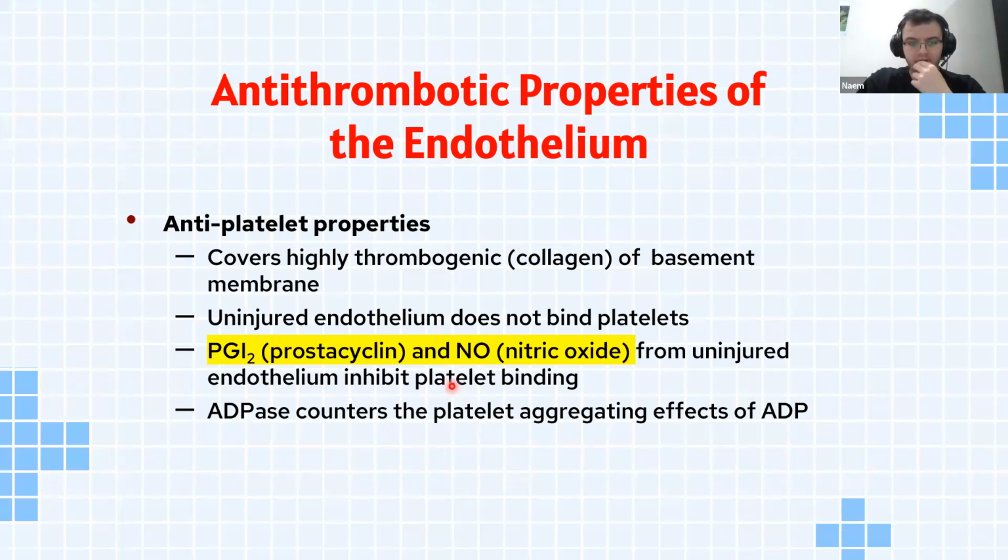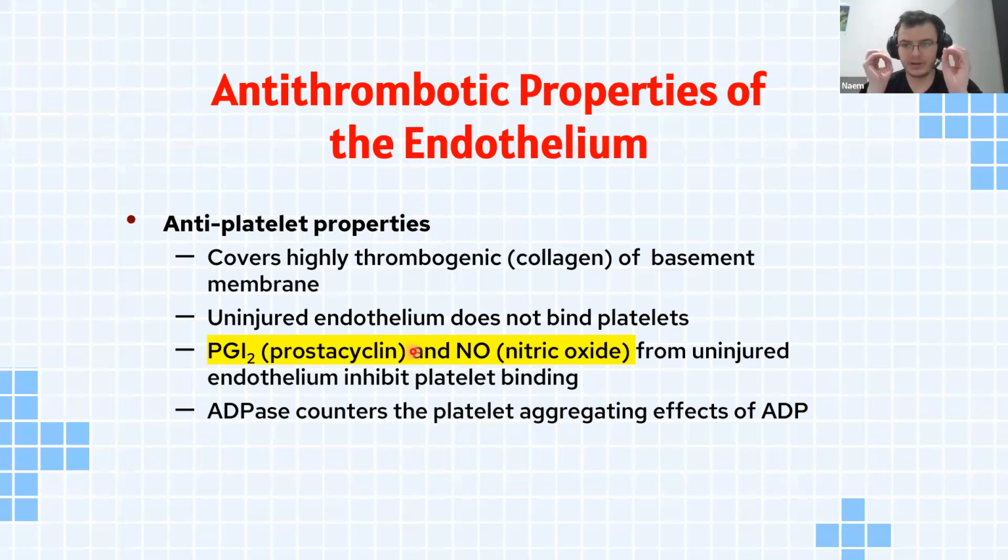Okay, repeat the third point. Now, we said that the endothelium produces two main hormones or enzymes or proteins, whatever you want to call them: prostacyclin and nitric oxide. These two molecules are produced and released from the endothelial cells, from the uninjured endothelial cells, obviously. These two things go to the platelets, and when they bind to the platelet, they will inhibit platelets binding to each other.